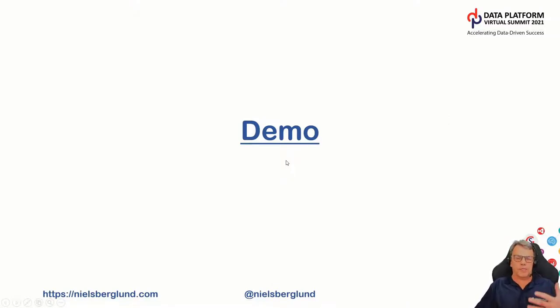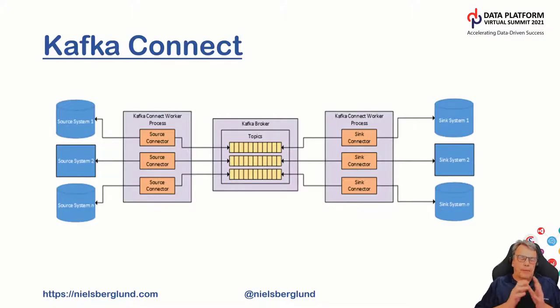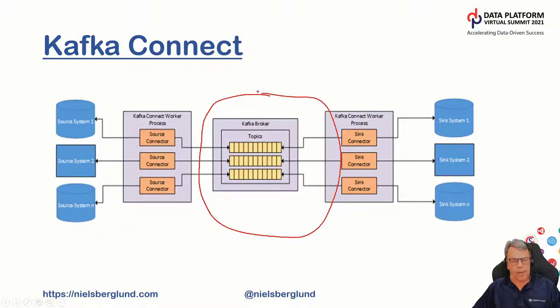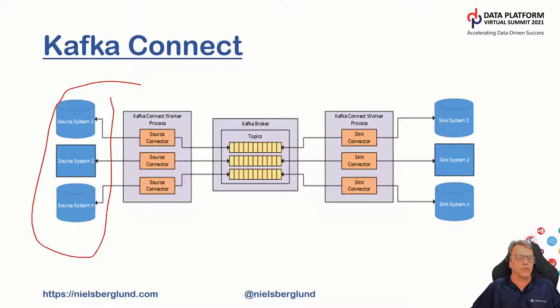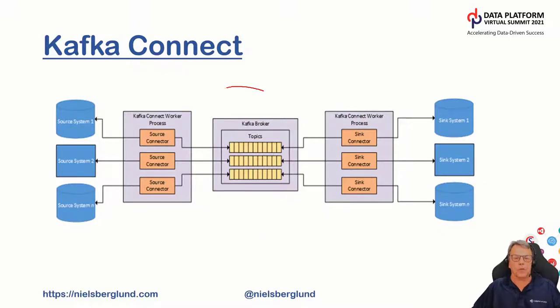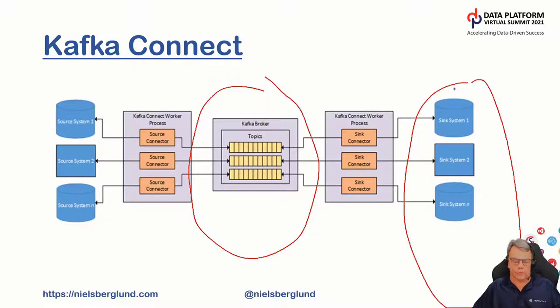So now we have seen a little bit about topics and producing messages. The other thing is, we now have a Kafka broker in here, and I may want to produce messages into this broker, but I don't have a .NET application, I don't have a Java application, whatever. So Kafka has something called Kafka Connect, and Kafka Connect is a way to connect source systems with Kafka, or connect Kafka with target systems, right?